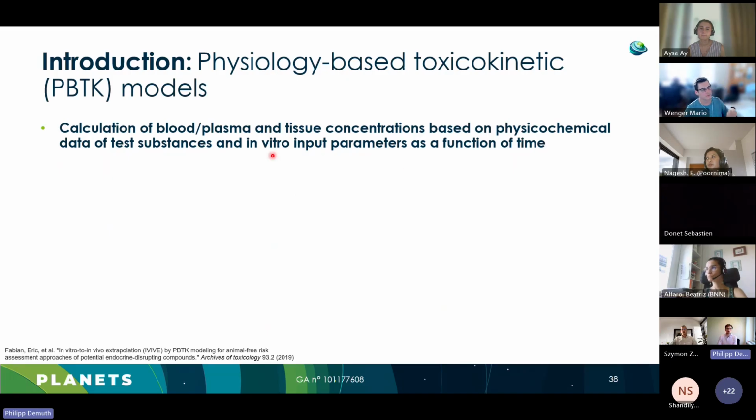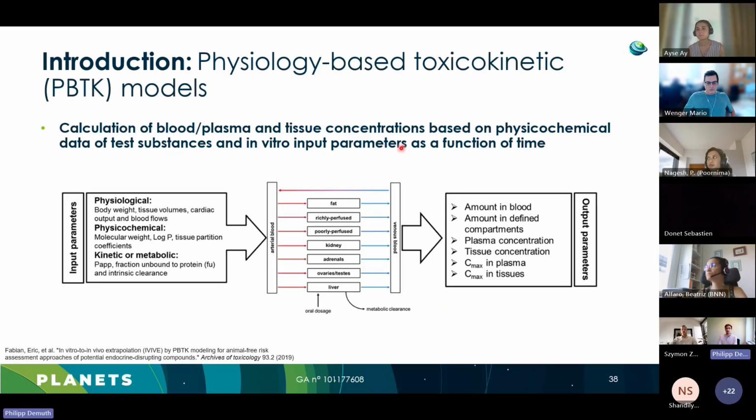calculate the plasma and the tissue concentrations of a compound based on physicochemical data and certain in vitro input parameters. And this is normally done as a function of time. So the input parameters can again be subdivided.